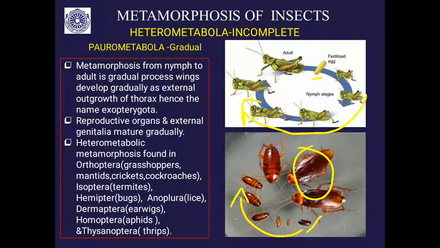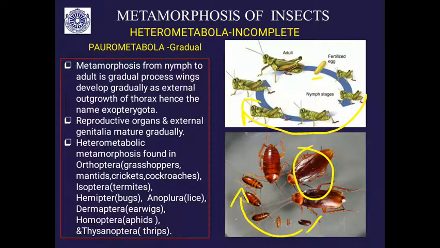So the gradual process of wing development, as an external outgrowth. That's why it is called exopterygota. Apterygota, exopterygota, and endopterygota in the case of butterfly. This is in the case of the cockroach, it is exopterygota. Reproductive organs and external genitalia mature gradually. Wings, reproductive organs and external genitalia, they mature gradually.